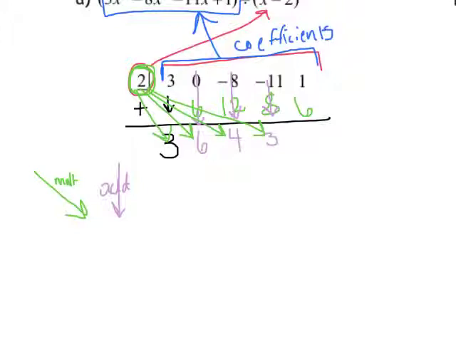I'm sorry, I messed up somewhere. Hopefully you caught it. Negative 11 plus 8 right here is actually negative 3. And then 2 times negative 3 is negative 6. 1 minus 6, or 1 plus negative 6 is negative 5. Okay? Then your answer.